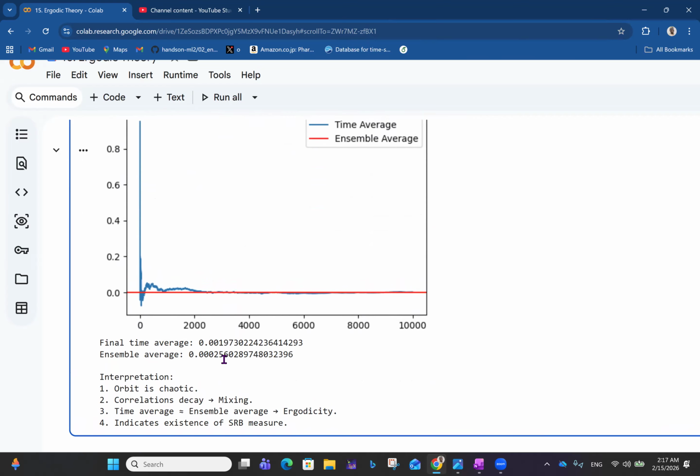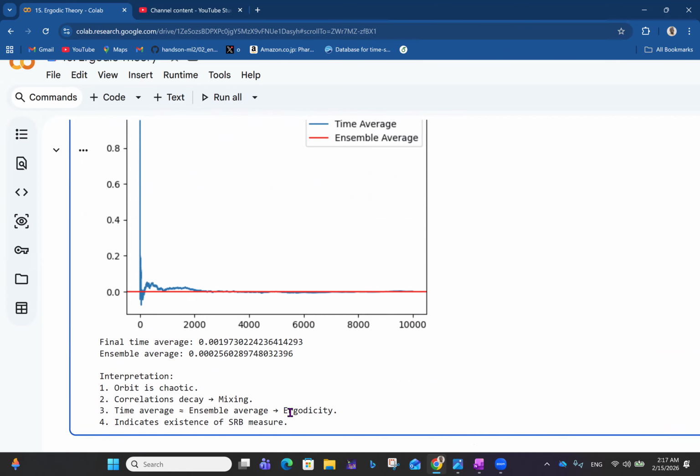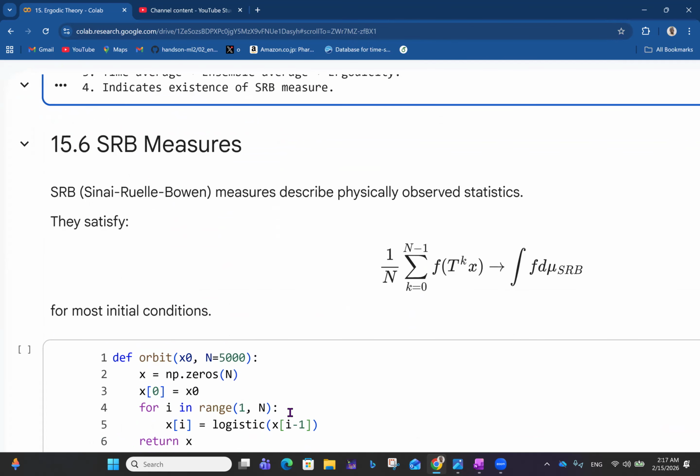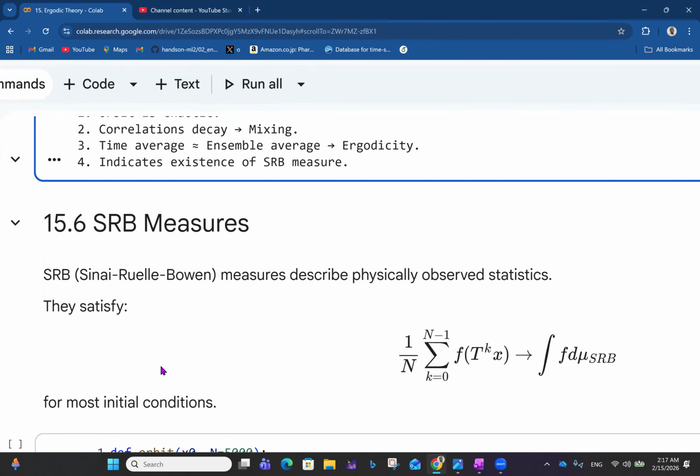So I mean, this is approximately 0.00. So to three decimal places we have 0.0002. But here to three decimal places, yeah, I mean the gap is a bit wide, but at least it's still small in a sense, right? And this indicates the existence of an SRB measure. Now this is the first time the SRB measure is coming up in the lesson, apart from when I introduced it. So let's talk about the SRB measure then.